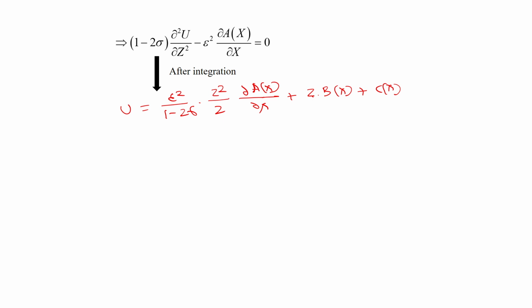So, it is epsilon square by 1 minus 2 sigma into del a by del x into z square by 2 plus z into b of x plus c of x, and now we have to apply the boundary conditions to see what the values of these integration constants are. Remember that since I have integrated with respect to z, these integration constants b of x and c of x are functions of x.